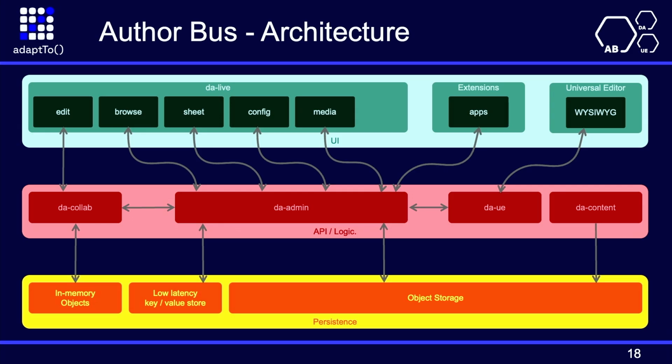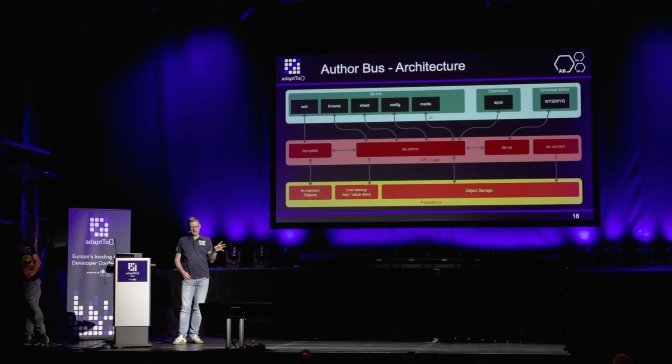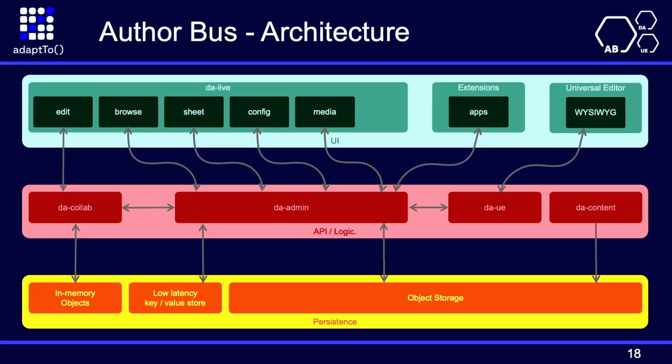So how is the architecture of AuthorBus actually built? Starting from the bottom, we have the persistence layer. For that, we use classic object storage, so this is basically R2, S3. Nothing super fancy. We also use a key value pair storage for storing site information next to the actual content, which is configuration, etc. And for the document authoring only, we also use in-memory objects for real-time collaboration if multiple people work together on the same document until it's actually persisted.